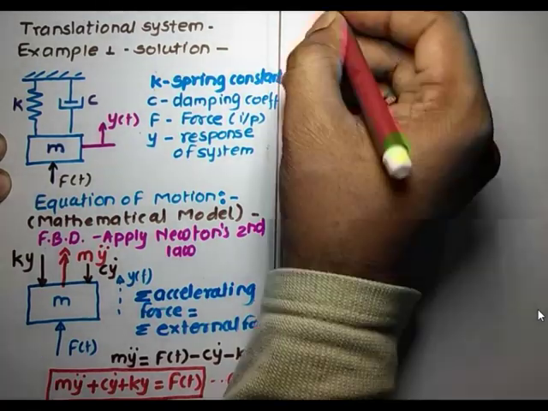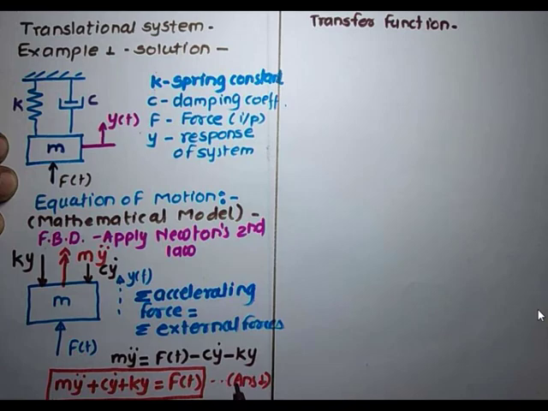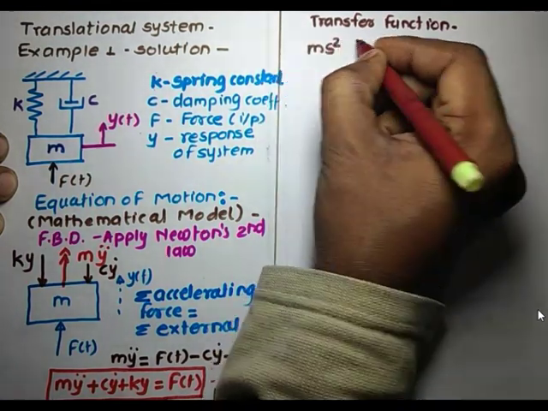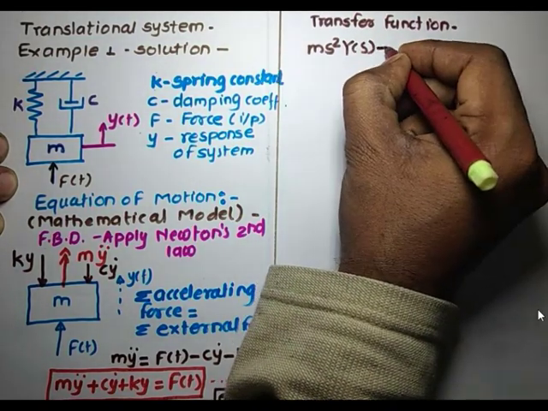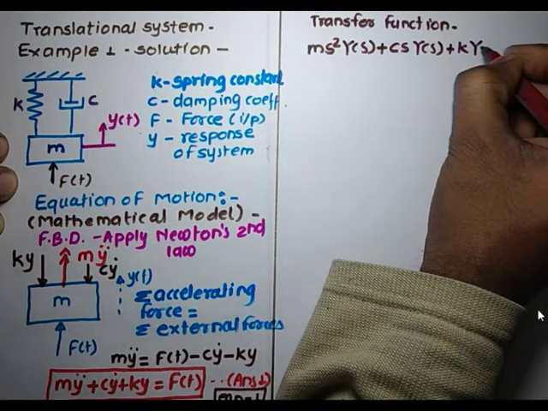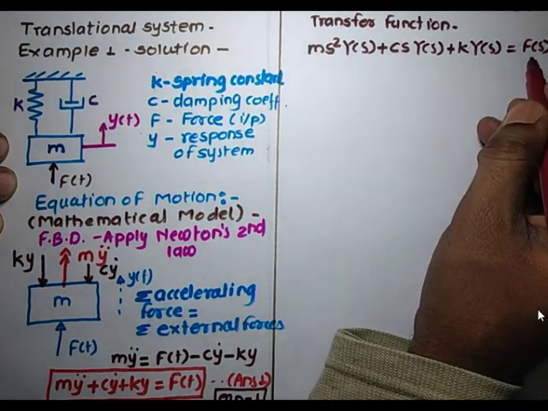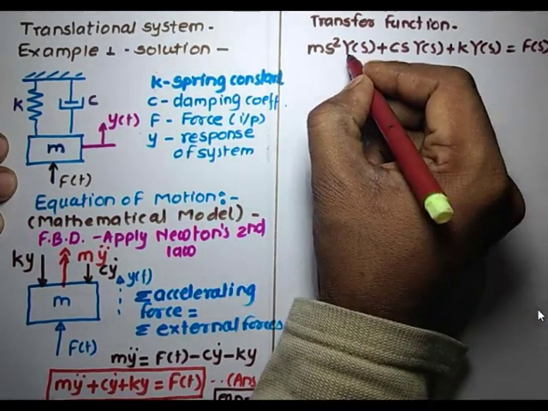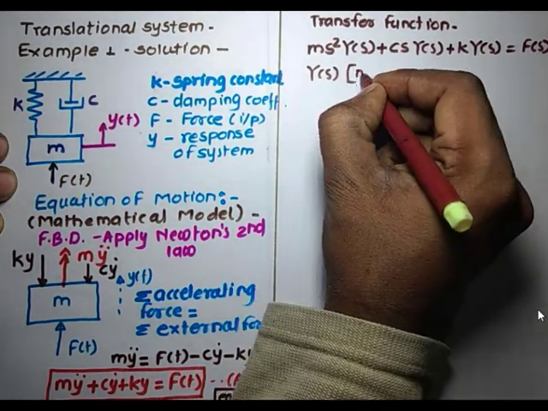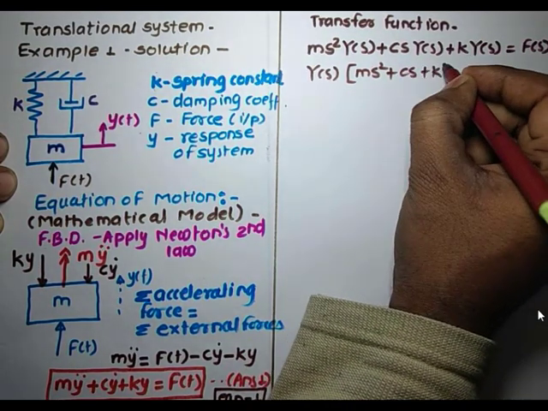Now to get the transfer function for the given system, we will apply Laplace transform on equation number 1. So let us say that this is equation number 1. So we will get m s square Y of s plus c s into Y of s plus k into Y of s is equal to F of s. We are applying the Laplace transform on both sides of equality, so we'll get this equation. If you take Y of s common out of this, we'll get Y of s in bracket m s square plus c s plus k is equal to F of s.